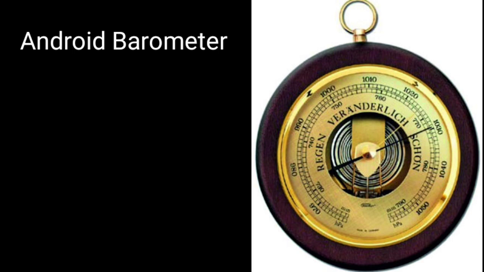It is a metal box with a partial vacuum within the box. This box is made in such a manner that it is very sensitive. It expands when the pressure is low and is compressed when the pressure is high. So the pointer attached to the box indicates the atmospheric pressure. However, it is not very accurate if we compare it with the mercury barometer, right?